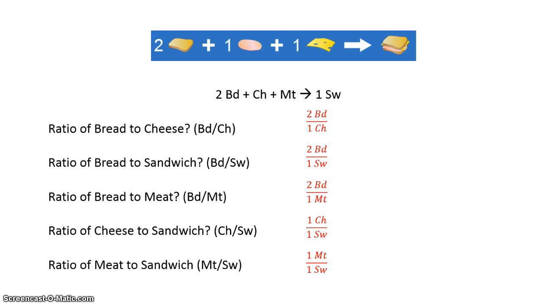For every 2 slices of bread, there's 1 cheese. For every 2 slices of bread, there's 1 sandwich. For every 2 slices of bread, there's 1 meat. How about cheese? For every 1 slice of cheese, there's 1 sandwich. For every 1 slice of meat, there's 1 sandwich. So I hope you found this to be useful to help you start thinking about ratios. In the next activity, we're going to practice talking about actual elements and not just sandwiches.